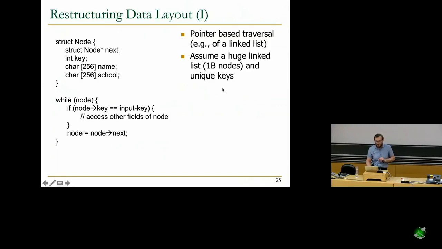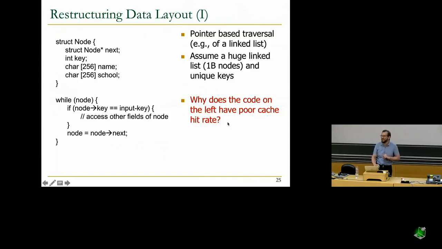Assume you have a huge linked list, 1 billion nodes. That should be billion. It's not 1 byte nodes. We should fix that. 1 billion nodes and unique keys. Is this a good way of doing this data structure layout? So why does the code on the left have poor cache hit rate? You run this code and you figure out that, oh, this has really poor hit rate. Why do you think that is?